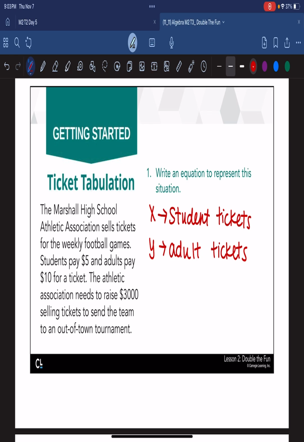So for this first equation that we're going to write, we are going to write how much it is for a student ticket, how much it is for an adult ticket, and how much in total their goal is. So their goal is to raise $3,000. I also know that student tickets are $5 and adult tickets are $10. So I get the equation 5x plus 10y equals 3,000.